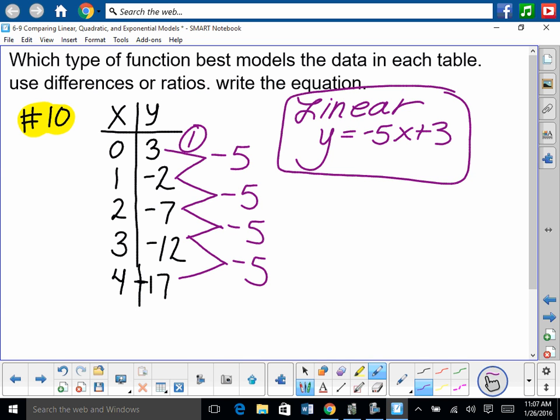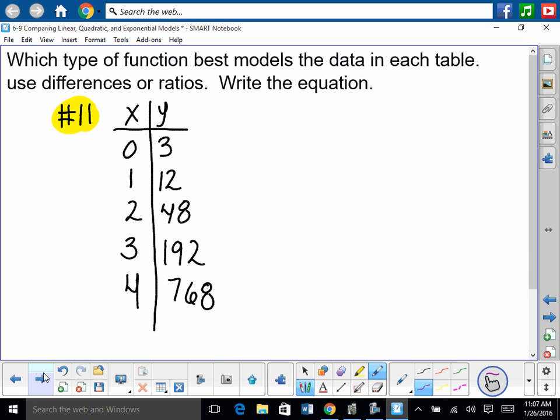Okay, last one that I'm going to let you work the rest of the time, won't bother you ever again. Number 11. So it says, we have these xy points. It says, which type of function models the data in each table? So first of all, we could say it takes differences, subtraction. So 12 minus 3 is 9. 48 minus 12, right? 36.